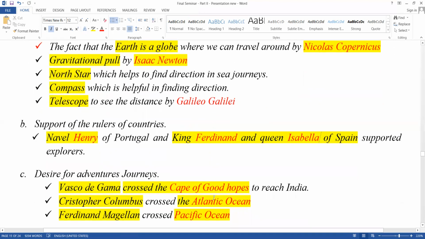Vasco da Gama crossed the Cape of Good Hope. Christopher Columbus crossed the Atlantic Ocean. Ferdinand Magellan crossed the Pacific Ocean. Don't write everything. There are some other explorers also, but you have to write only this.